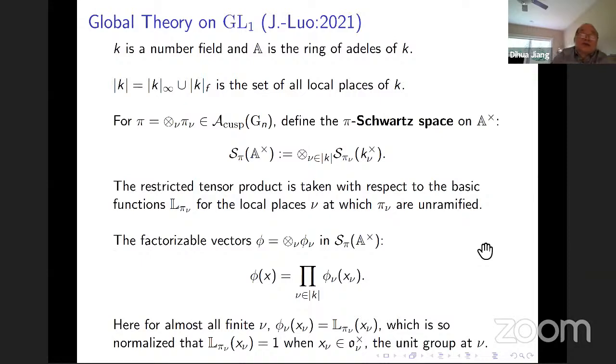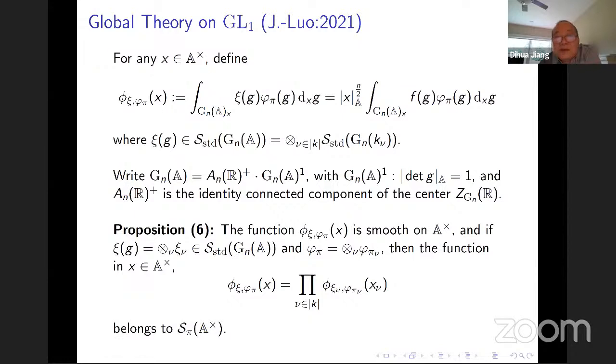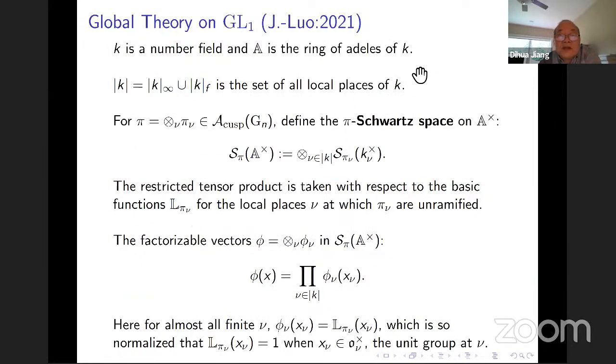So now we go to global. Sorry. So you take K a number field, A the ring of ideles, and take a place. So I should take any representation of the idele group, and you can define the Schwartz space.